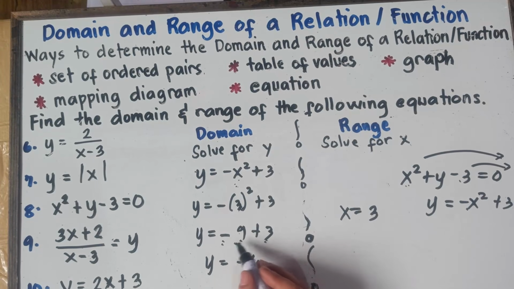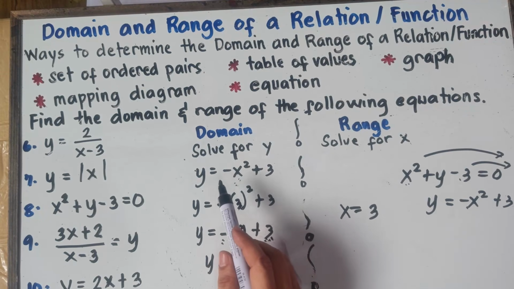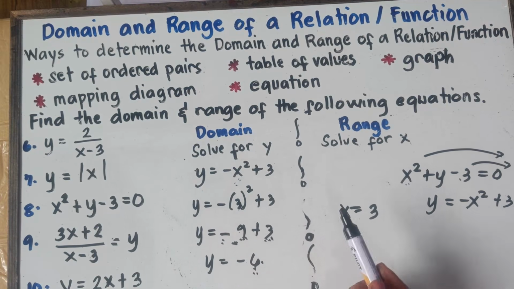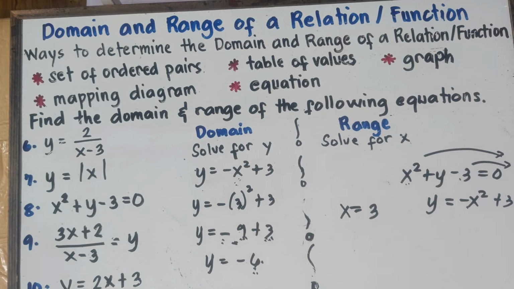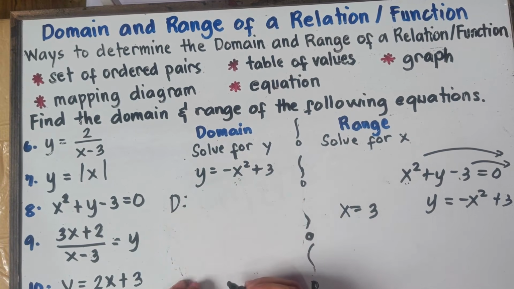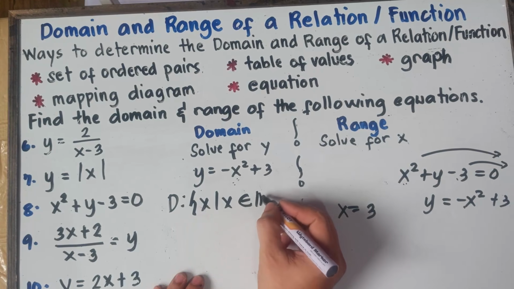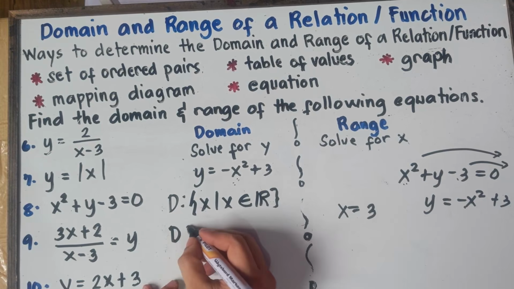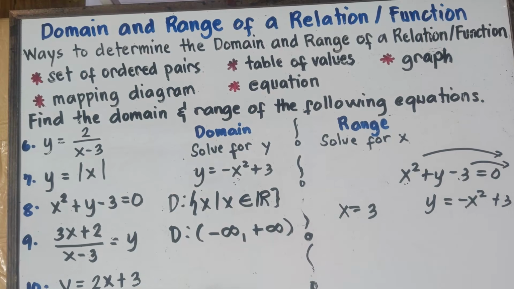Negative 9 plus 3, unlike sign, subtract. 9 minus 3 is 6. Now 9 is greater than 3, we copy the sign of 9. That would be negative 6. Therefore, class, any value of x, you can have a valid answer for y. You can have negative 1, negative 2, 0, 5, 10, whatever value of x, class, you can have a valid answer for y. So therefore, class, the domain, there would be all real numbers. So you can have this one, the set of all x, such that x is an element of real numbers. Or you can have this one, domain, that would be from negative infinity, comma, up to positive infinity.